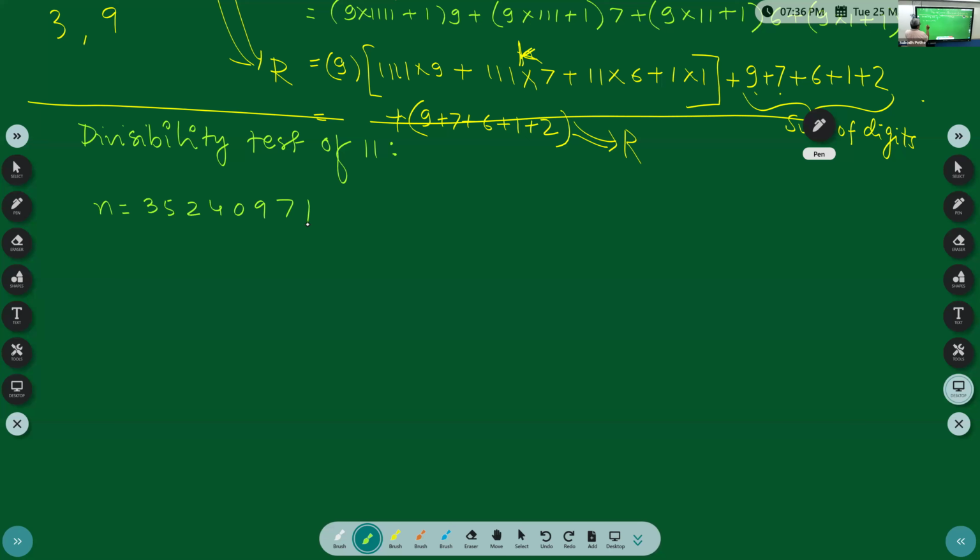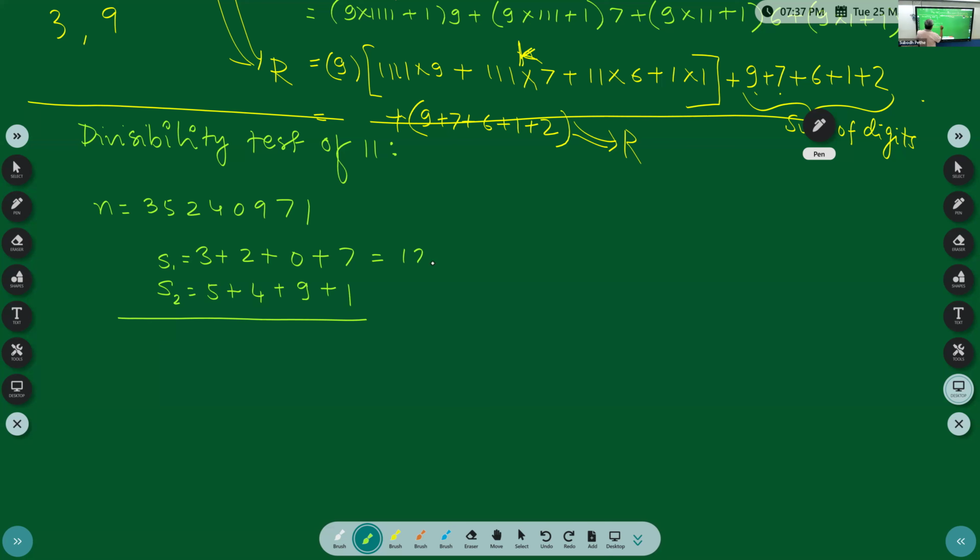What we have to do is add. The first sum is 3 plus 2 plus 0 plus 7. The second sum is 5 plus 4 plus 3 plus 1. So this is the alternate sum. 3 plus 2 plus 0 plus 7 is the first sum, and 5 plus 4 plus 3 plus 1 is the second sum. Now you subtract these two.